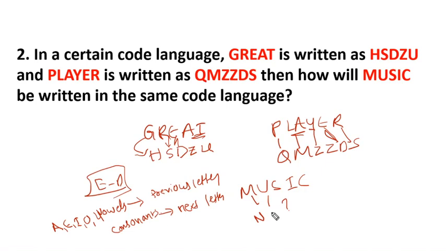Okay, so U's previous letter is T. S is a consonant, so S's next letter is T. I is a vowel, so I's previous letter is H. C is a consonant, so C's next letter is D. So our answer will be NTT HT.